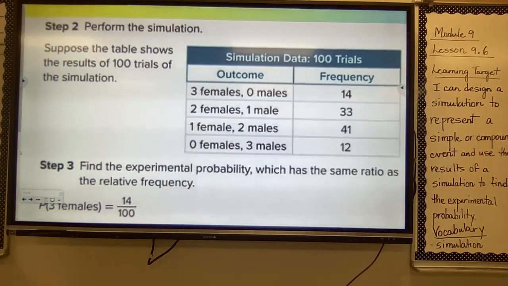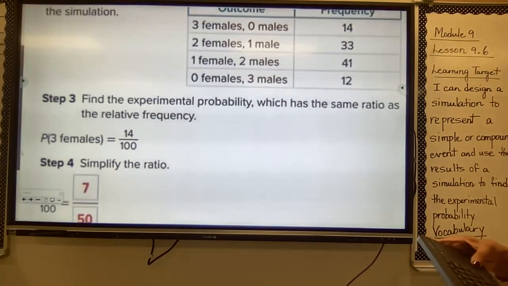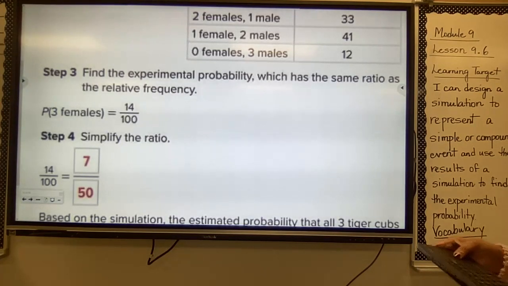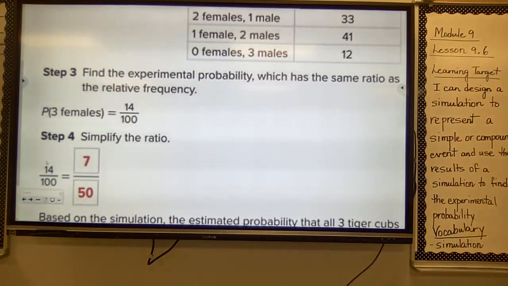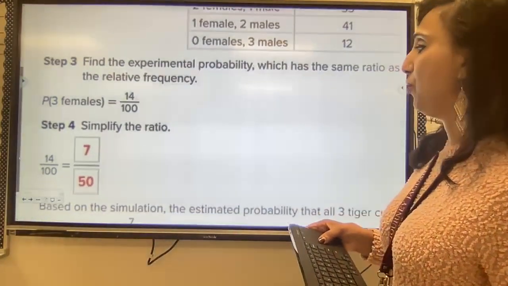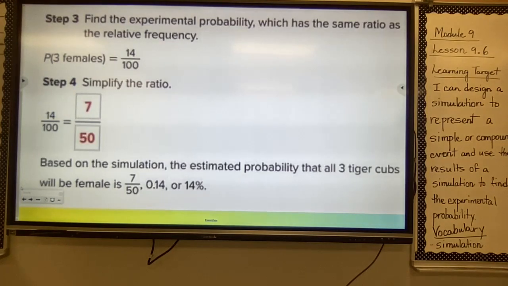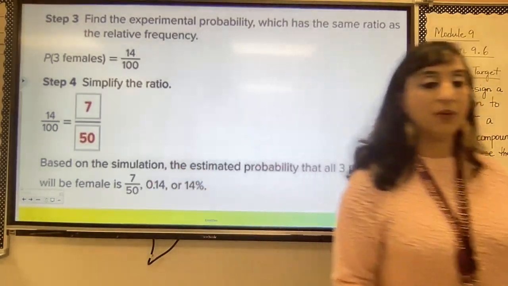And so then what am I going to do? I'm going to simplify it. When I simplify that ratio, I divide by 2 and I get 7 over 50. And then based on this simulation, what is the estimated probability that all 3 tiger cubs will be female? 7 over 50, what is that? That's nothing but 14%. So 7 out of 50, or 14%. Based on the simulation, the estimated probability that all 3 tiger cubs will be female is 14%.